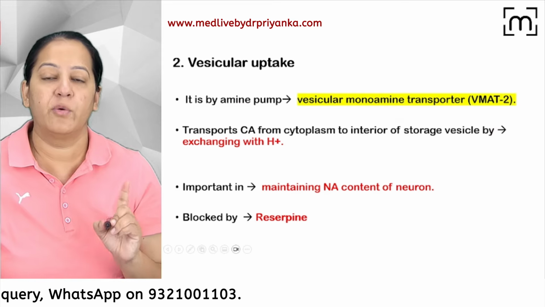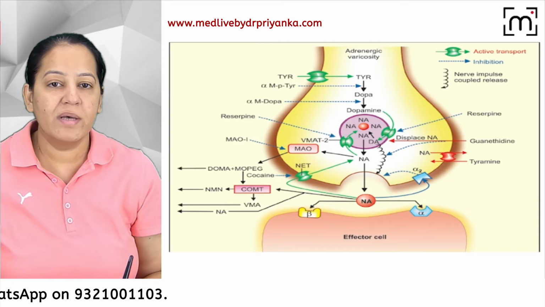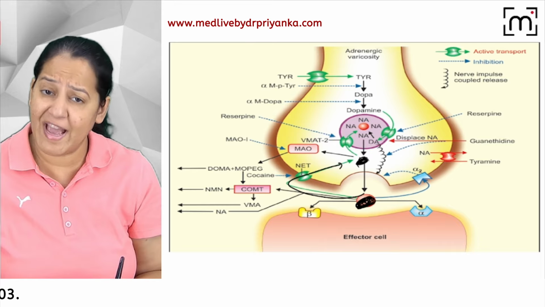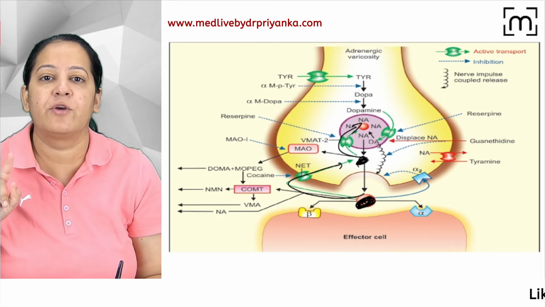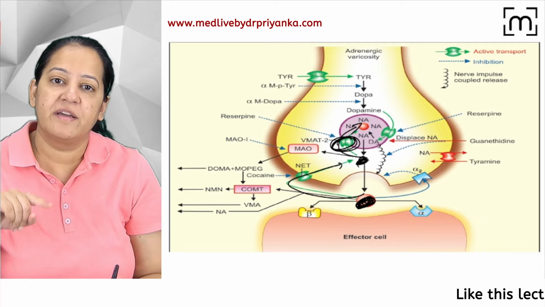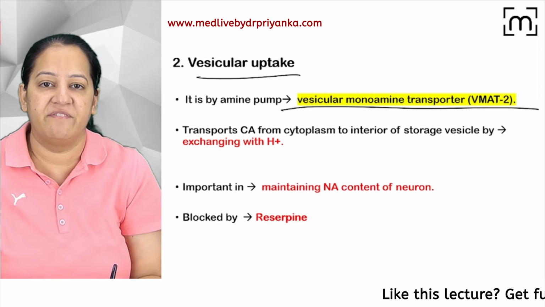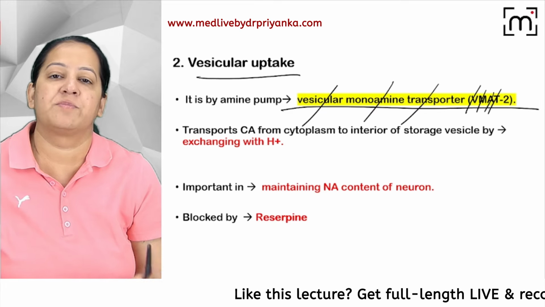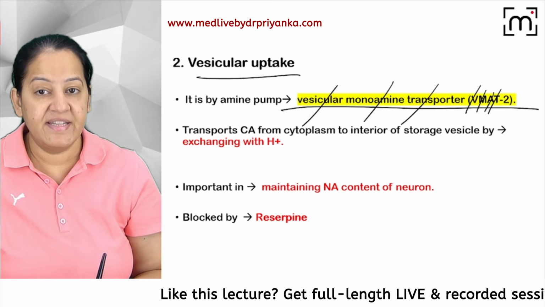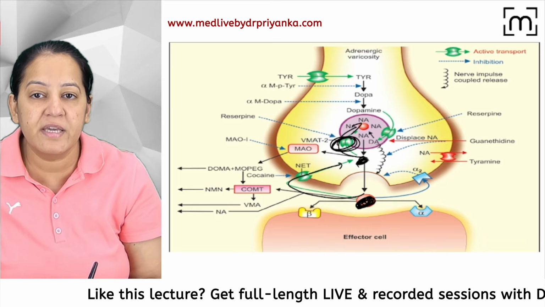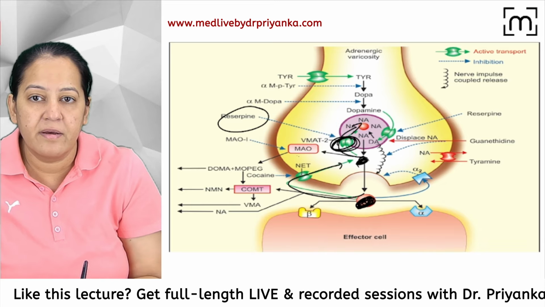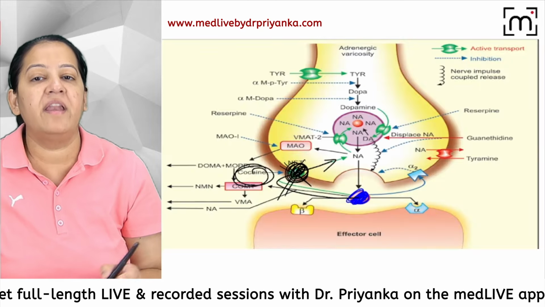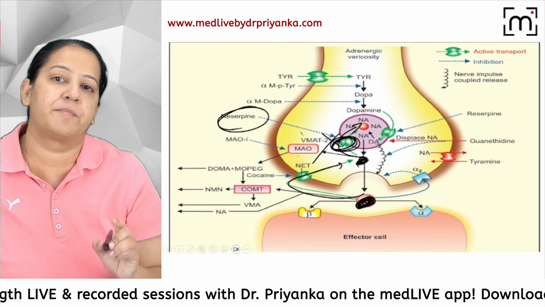Cocaine can inhibit NET. Okay, the second reuptake is vesicular. Once after this reuptake, noradrenaline reaches in the cytoplasm. The second reuptake is vesicular. It is through another transporter, the vesicular monoamine transporter, VMAT2. Okay, and this one can be blocked by reserpine. So you can see here is the reserpine, and reserpine can block this transporter VMAT. So NET can be blocked by cocaine and VMAT can be blocked by reserpine.